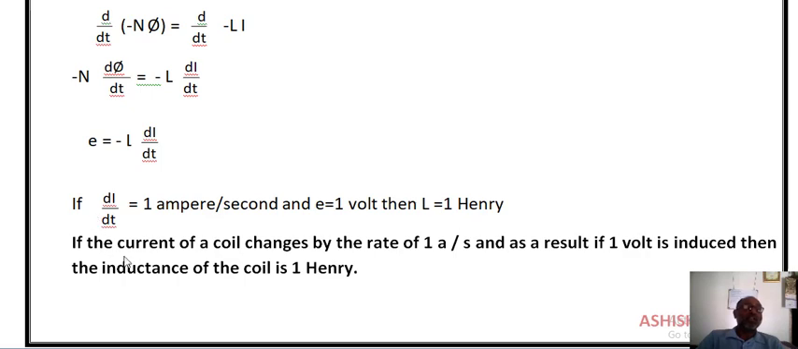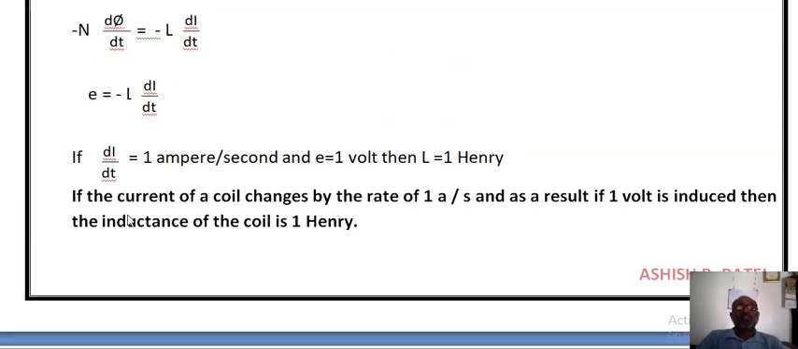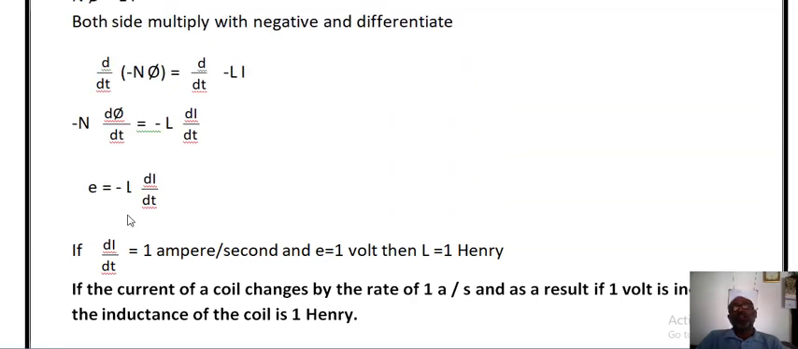So do you understand? If the current of the coil changes at the rate of 1 ampere per second, and as a result 1 volt EMF is induced in the coil, then the inductance of the coil is said to be 1 Henry. So these are the three ways to define the self-inductance of the coil.